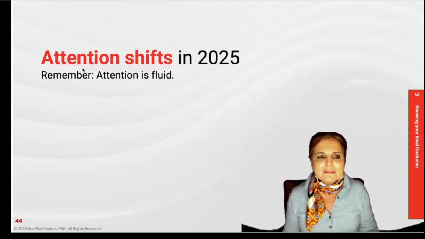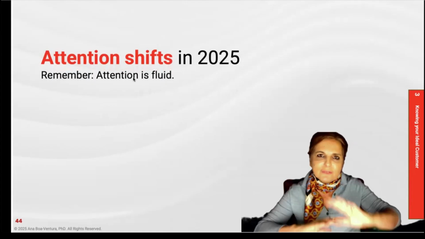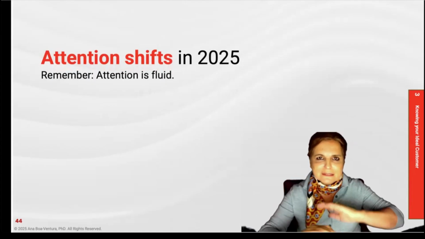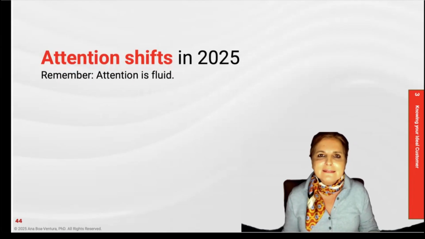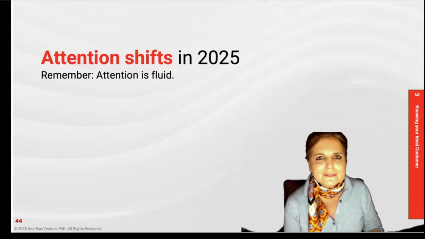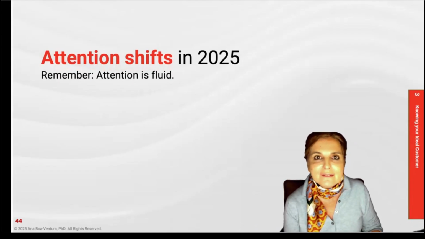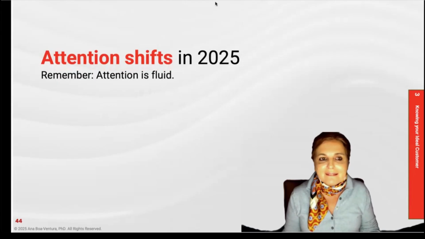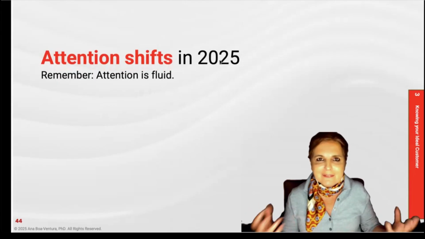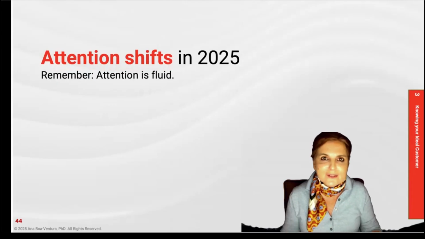And let's talk about attention shifts in 2025. Attention is fluid, okay? You remember that attention map, right? Where you can map where your different avatars are, right? But there are attention shifts in 2025. There are trends in everything that's related to, for example, social media.